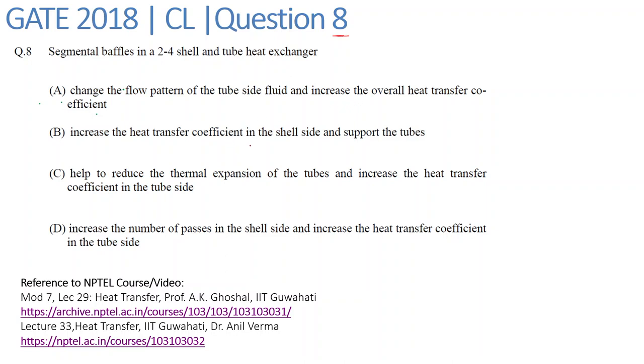The second option is increase the heat transfer coefficient in the shell side and support the tubes. The third option is help to reduce the thermal expansion of the tubes and increase the heat transfer coefficient in the tube side. The last option is increase the number of passes in the shell side and increase the heat transfer coefficient in the tube side. So we have to choose the correct reasoning for why we keep segmental baffles in a shell and tube exchanger.